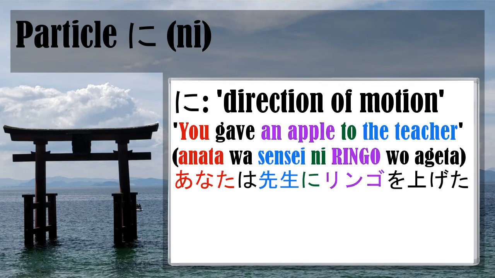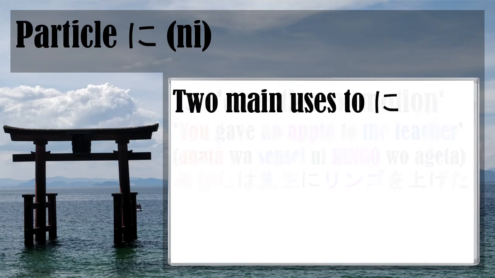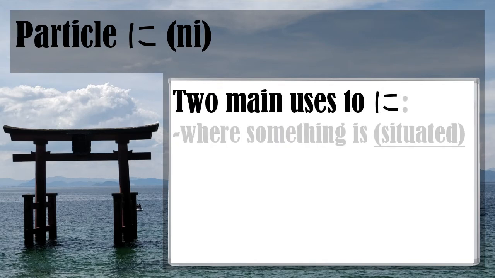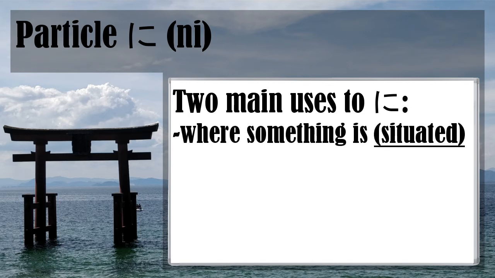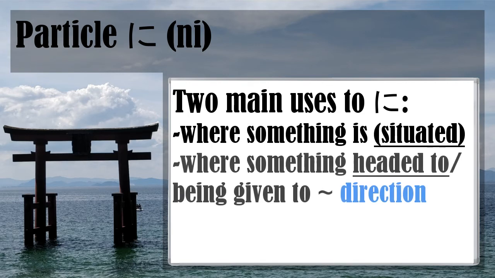Ringo means apple, and o is the direct object marker, which we saw in the last grammar lesson. And ageta is just the past tense, the ta form of the verb ageru, which means to give. It's quite easy, really. So as you can see, there can be two main uses to the particle ni when indicating a location. It either indicates where something is situated, so just being stationary, or it can also mean where something is going to or where something is being given to, the direction of motion, so to speak.